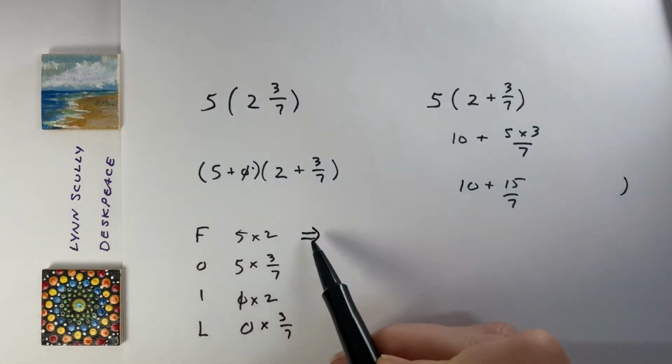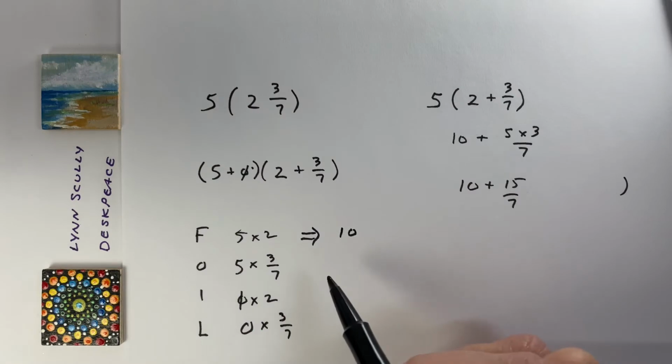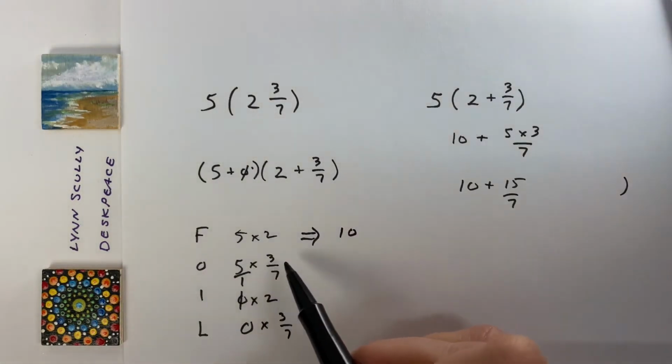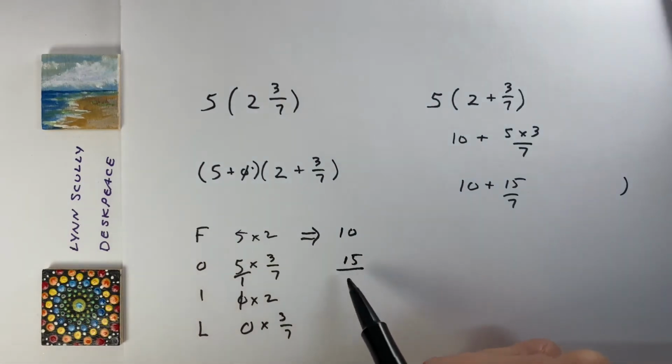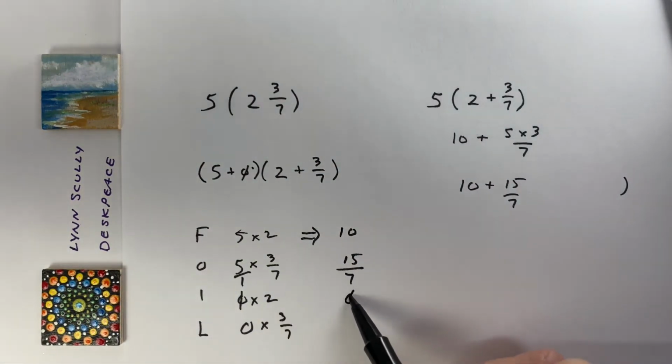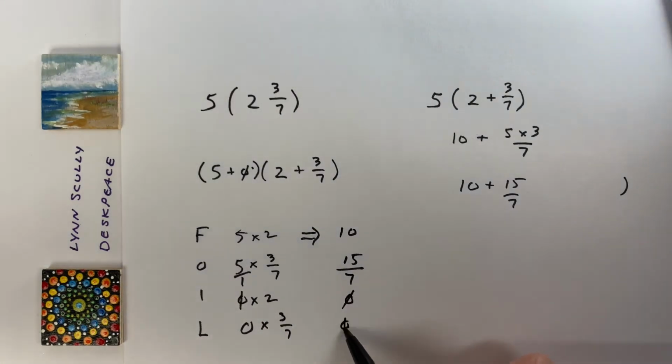Let's just clean this up. 5 times 2 is 10. I have to multiply fractions, so I'll put this over 1. 5 times 3 is 15. Over 1 times 7 is 7. 0 times 2 is 0. 0 times 3/7 is 0.